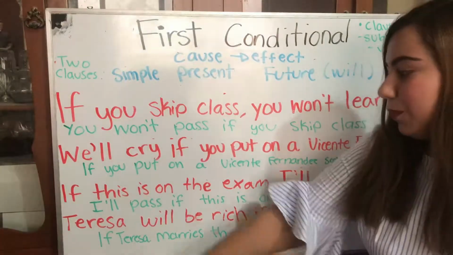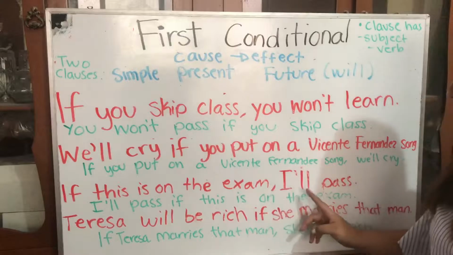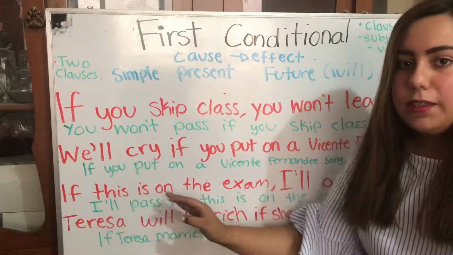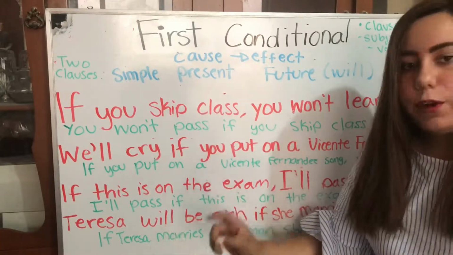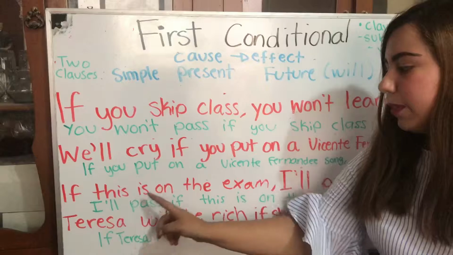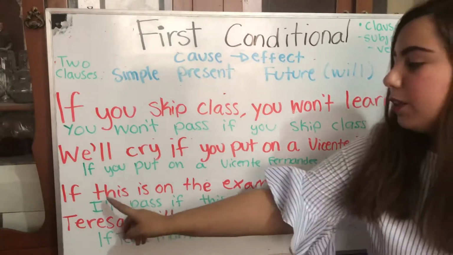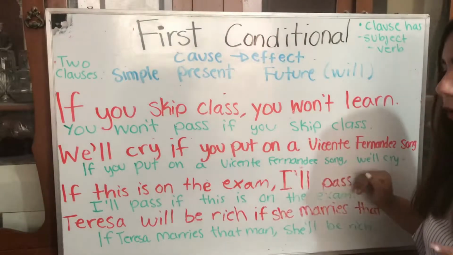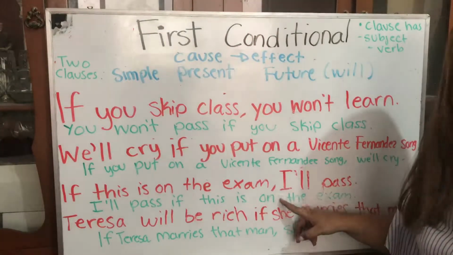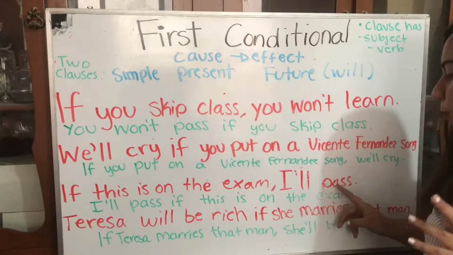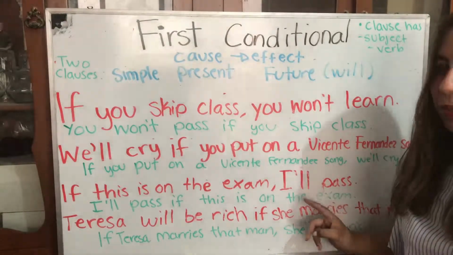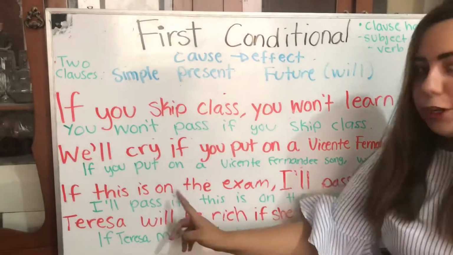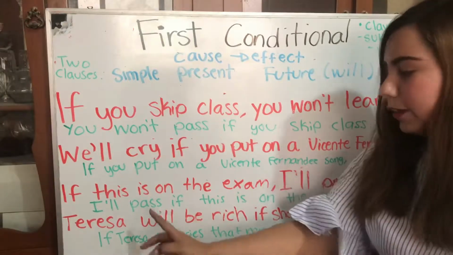Okay, next example. If this is on the exam, I'll pass. Okay, so here we began with the cause. This is in present. What is the verb? Is. Okay, if this is on the exam, the subject this, verb is, simple present. So over here we will have future, subject I, will, and verb in base form, pass. I'll pass, okay? I'll pass if this is on the exam. So here no comma because here we're beginning with the effect, okay?